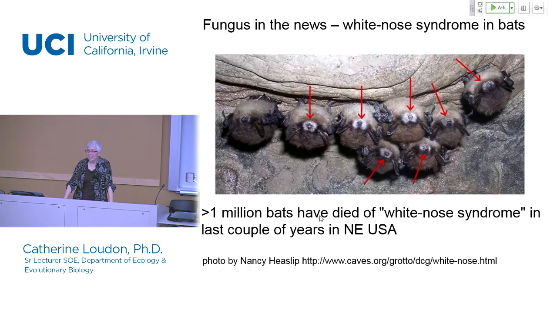Over 1 million bats have died of this in just the last couple of years, primarily in the Northeast. There are many caves that are now closed to visitors because they're very worried about the spread of this fungal disease. It is obviously fatal. It is killing bats. And one of the symptoms is that you can see the fungus growing in the nose area of these bats. That's what these little red arrows are pointing to, the fungal growth on the faces of these bats. But it's not just bats.